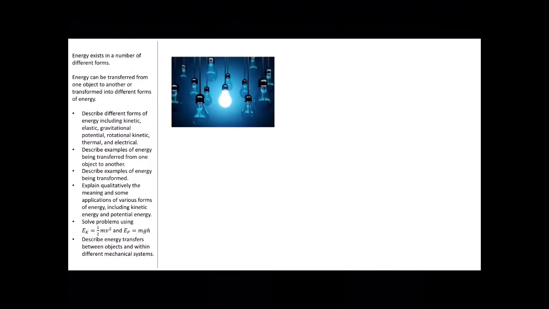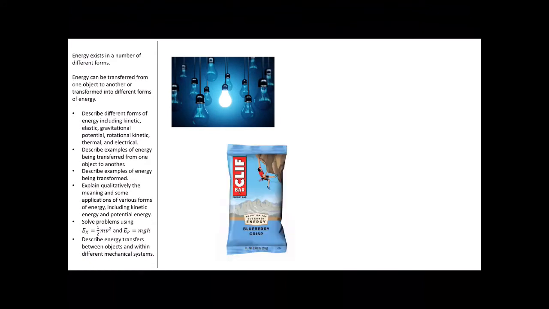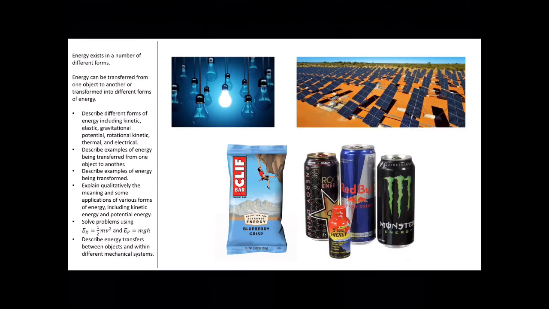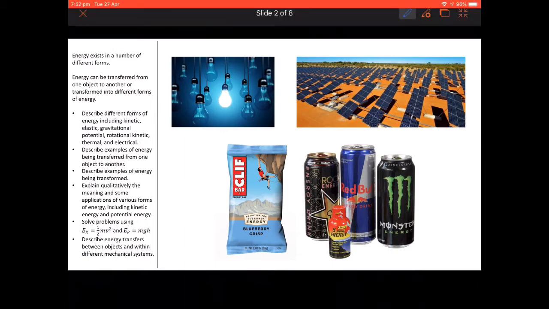Some forms of energy that I came up with off the top of my head were light energy, energy in food, energy in drinks, and some solar panel energy. So all of these different forms of energy fall into one of these categories. For example, light energy in a light bulb would be electrical energy and maybe a bit of thermal energy if the light is heating up.